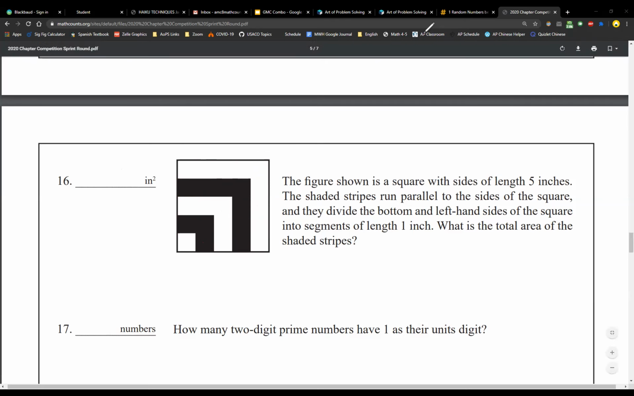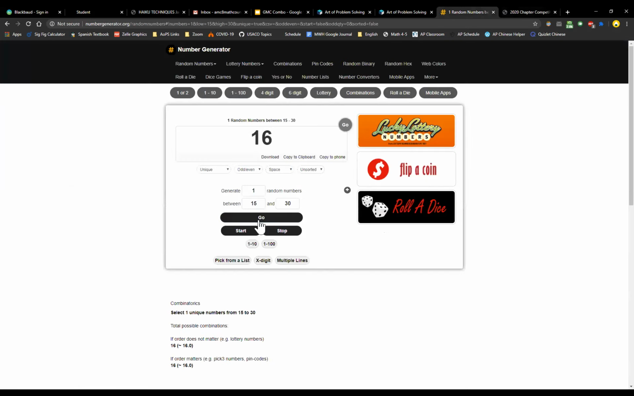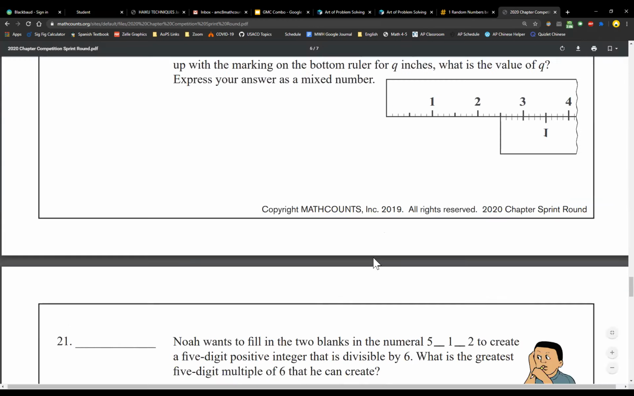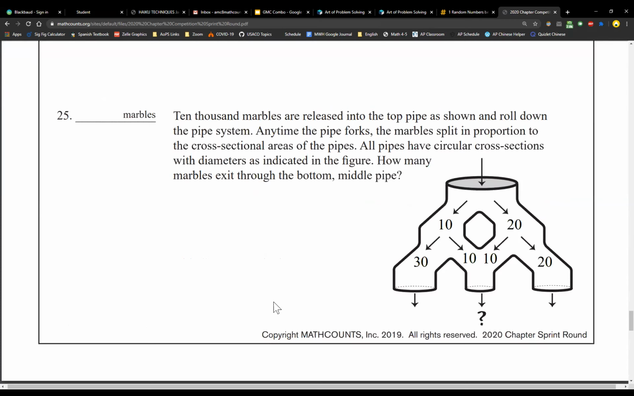Wait, my computer. Okay. Let's do 25. Okay, maybe this one's harder.